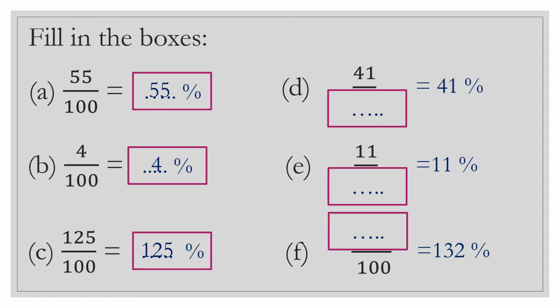Question number D. 41 upon dash is equal to 41%. Now tell me what we have to write in box. Yes, 100. So write down 100. Question number E. 11 upon dash is equal to 11%. What we have to write in box? Yes, 100. So write down 100. Question number F. Dash upon 100 is equal to 132%. Now tell me what we have to write in box. Yes, 132. So write down 132.